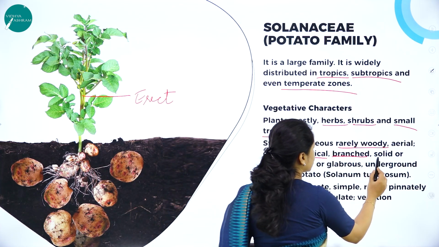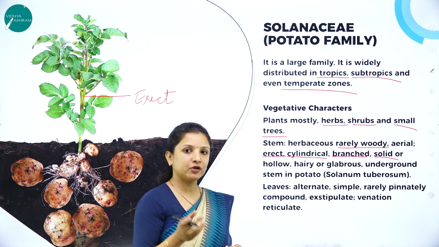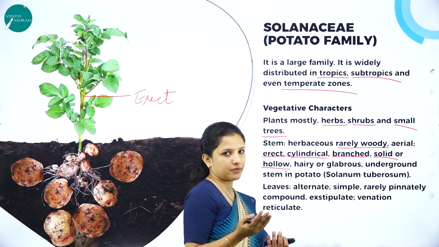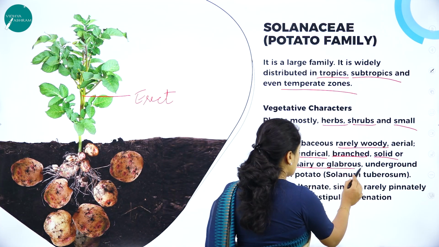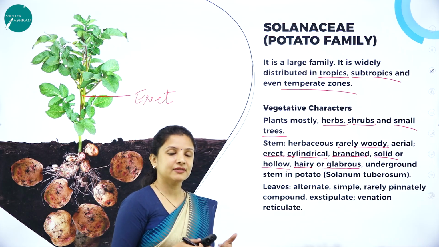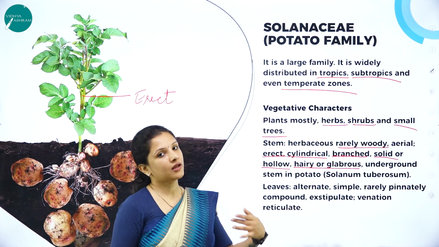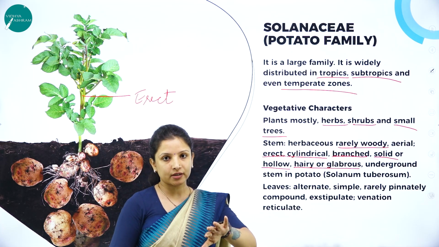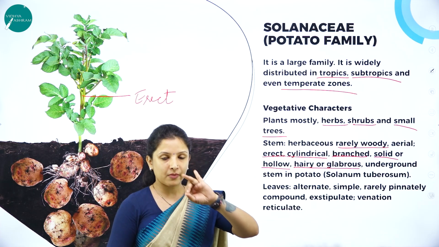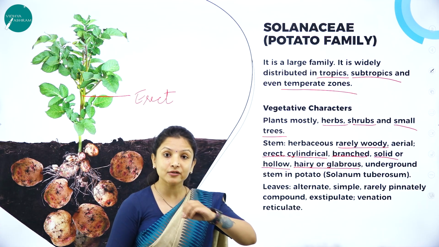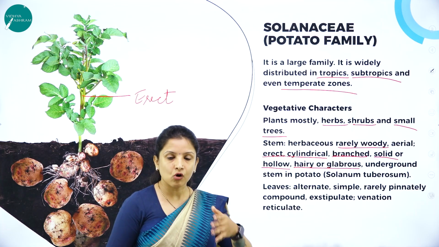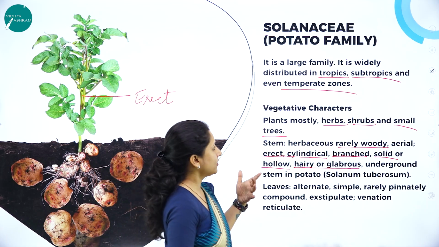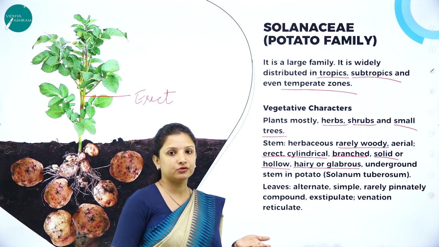It is branched. It is solid sometimes, because they have a prominent pith, or sometimes they do not have. It can be hollow also in some of the members. And they can be hairy or glabrous. Glabrous means they can have hairs or they may not have hairs, because under Solanaceae, it's not just potato that comes. Chili, potato, tomato, ashwagandha, then belladonna, then we have tobacco. All these come under it, then Solanum nigrum, Solanum melongena. So all these come under Solanum tuberosum.